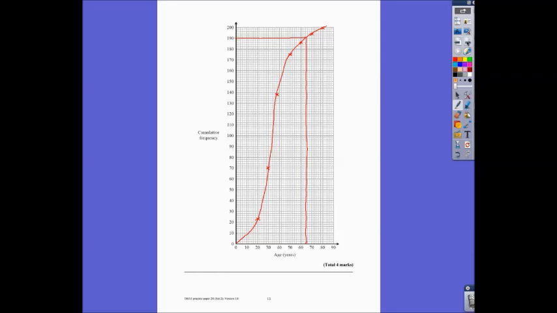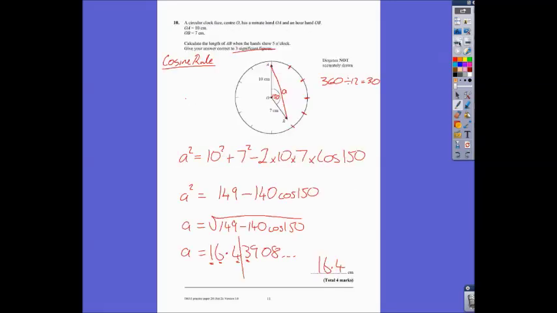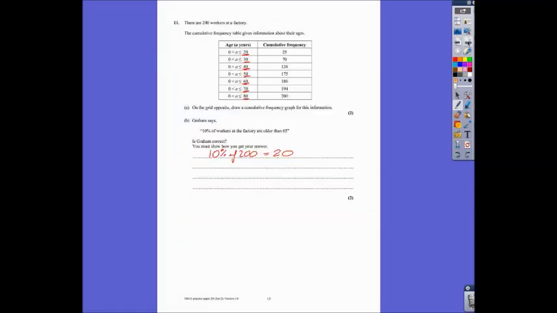So we need to do, apologies, so on here, there were 200 workers, there are 190 of them that were 65 or less, so we take that away, that means there are 10 workers that are 65 plus. So no, he is wrong.